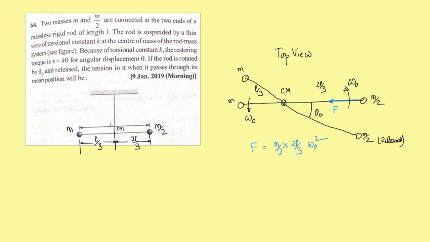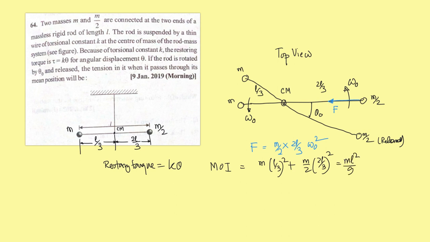Now in this case the restoring torque is equal to k theta, and the moment of inertia MOI is equal to m into (L by 3) square plus m by 2 into (2L by 3) square, that is mL square by 9 plus 2mL square by 9. So it becomes mL square by 3. This is I, the moment of inertia. That means I is equal to mL square by 3.